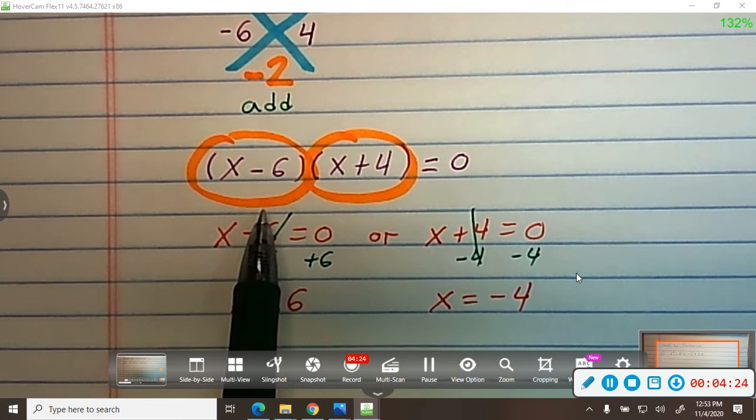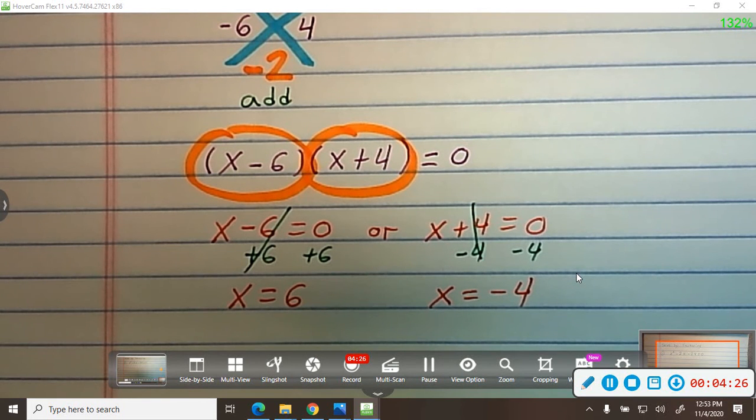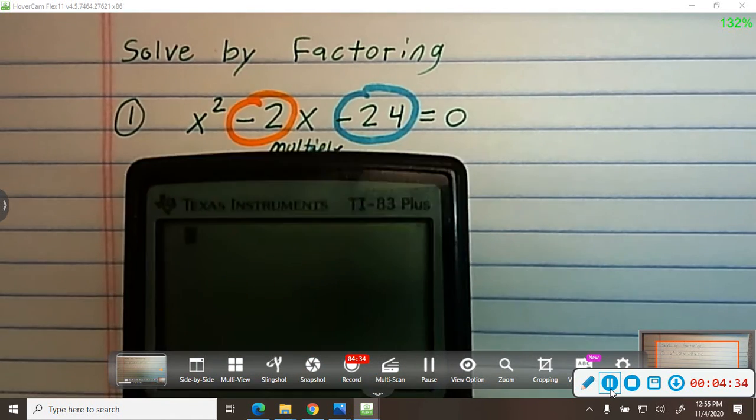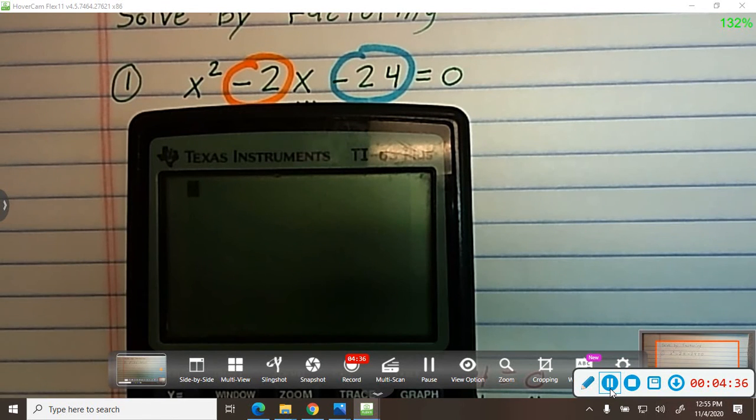So that's the process of factoring. So I think the answer is 6. I think the answer is negative 4. What that means is if you go to your calculator and you were to plug 6 in for x, you should get 0. So let's try it. Let's plug in 6. 6 squared minus 2 times 6 minus 24. I should get 0. I did. That's a solution. That's a number that makes this a true statement.